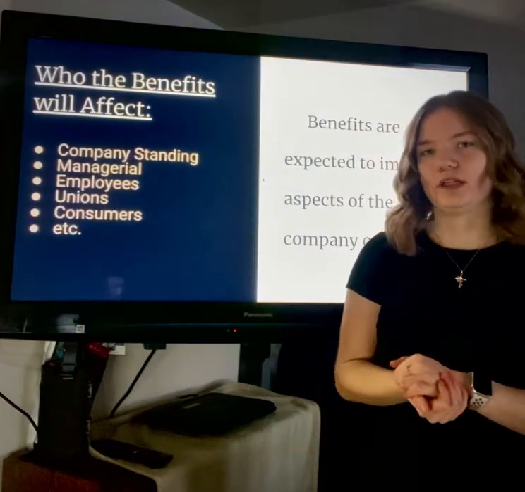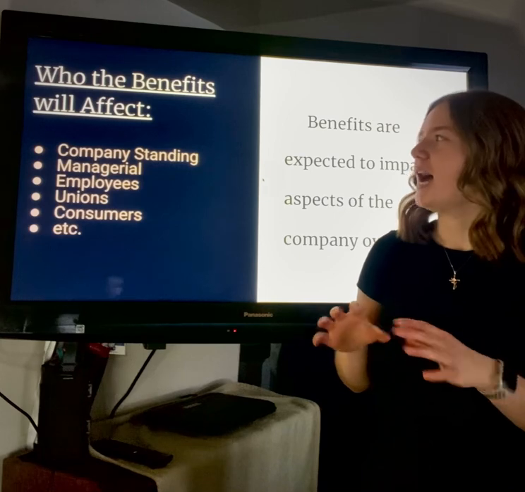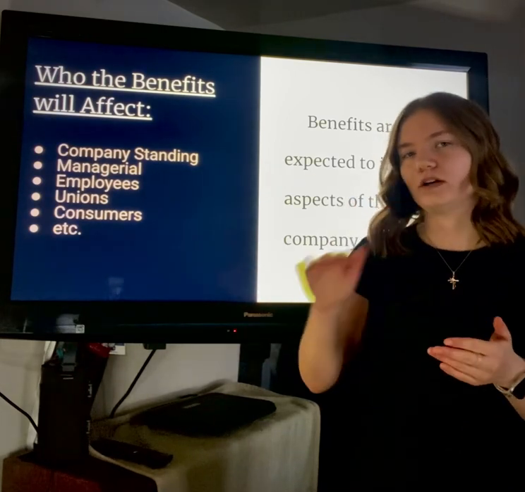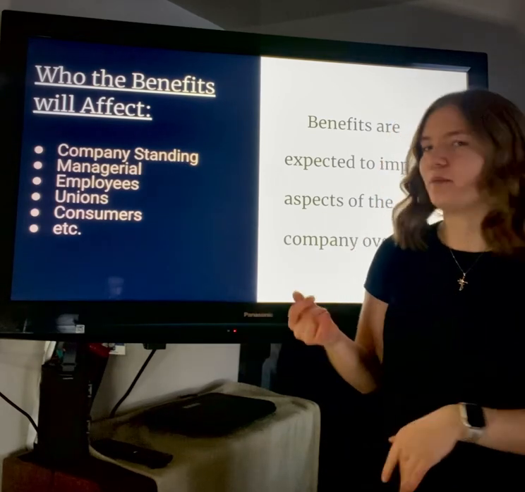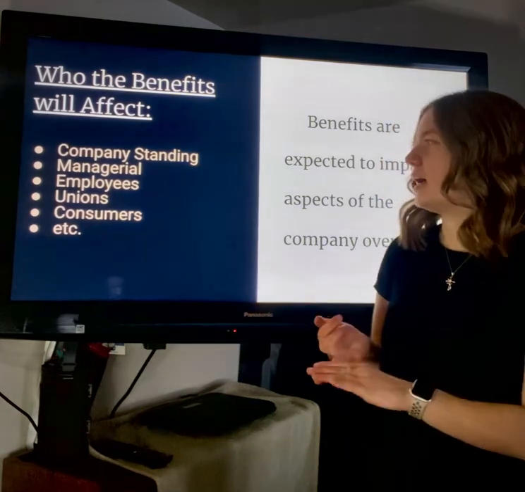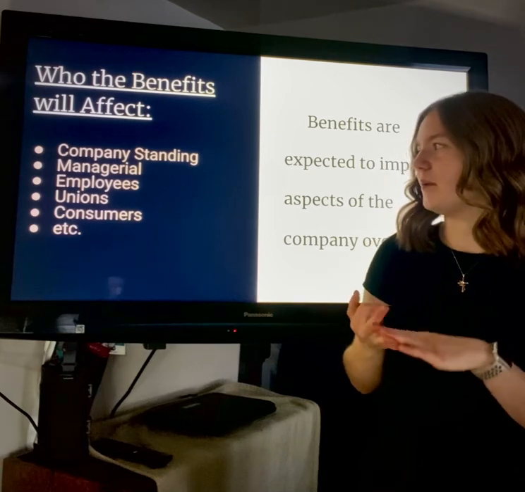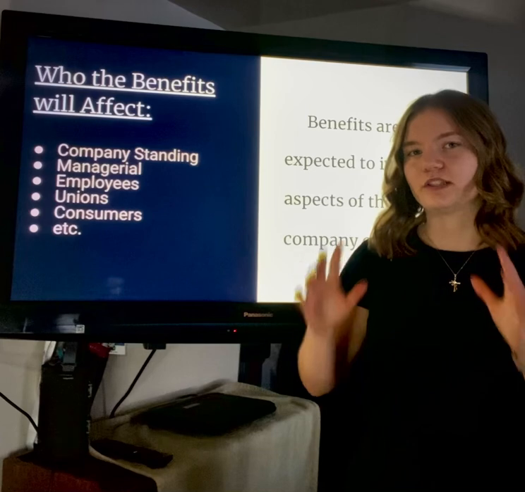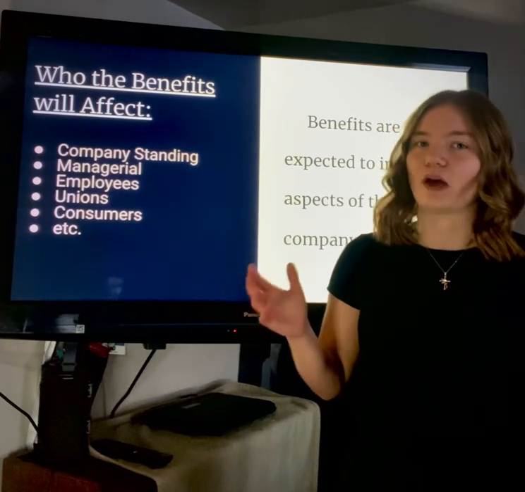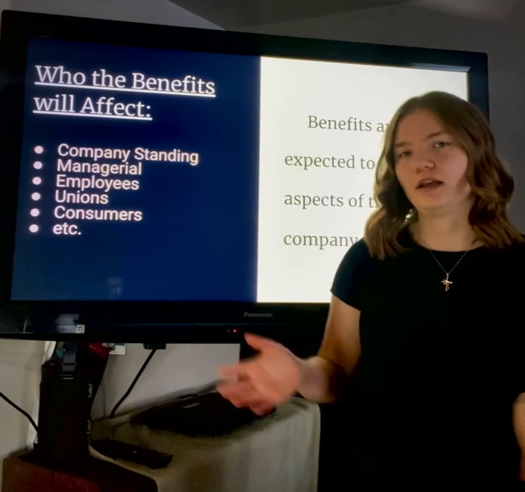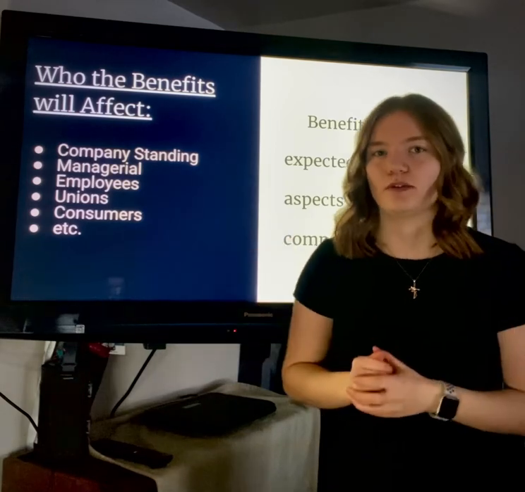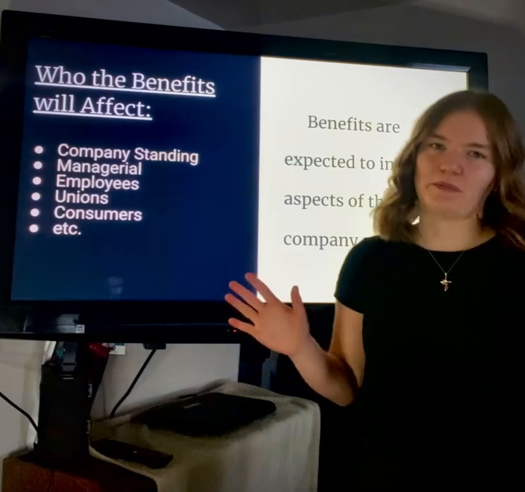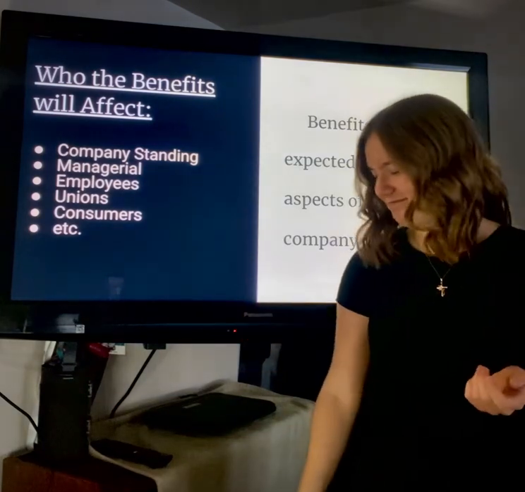Who the benefits will affect. We're looking at Air Canada as a whole. We're hoping that all of the benefits will have some effect on all tiers of the organization, that being the company's standing, its reputation, the managerial impacts and benefits, employee benefits, unions, consumers, etc. We're looking for a trickle-down effect where all the benefits will have some effect on everyone centered around the organization. Benefits are expected to impact all aspects of the company, as I've said.